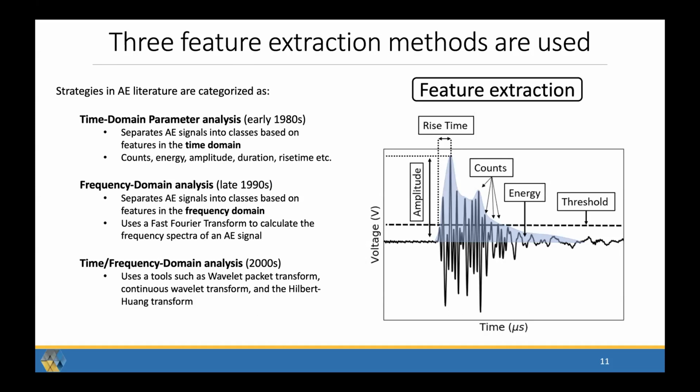In the late 1990s, the field really went to frequency domain analysis, using fast Fourier transforms to calculate the frequency spectra, and then doing the same thing, here's a scalar, here's a scalar, but in the frequency domain. And then in the 2000s, it was really time frequency domain analysis, looking especially at the Hilbert-Huang transform, wavelet packet transforms, things like that.